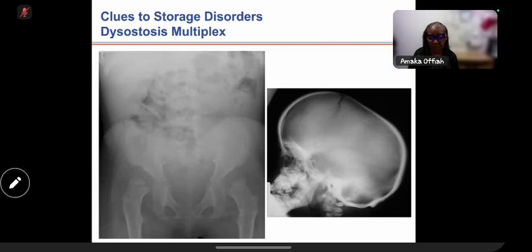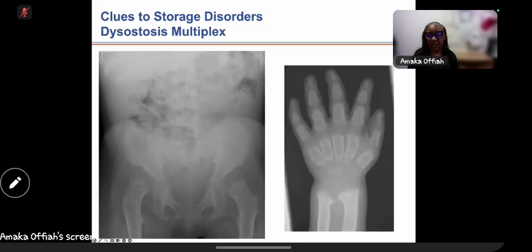Look for macrocephaly with a ground glass appearance of the skull and an elongated, often called a J-shaped, sella turcica. And look for the reduction in the carpal angle, which we have here. Look for the proximal pointing of the bases of the second to the fifth metacarpals, and all the bones may be relatively short and broad. So those are the features of dysostosis multiplex.